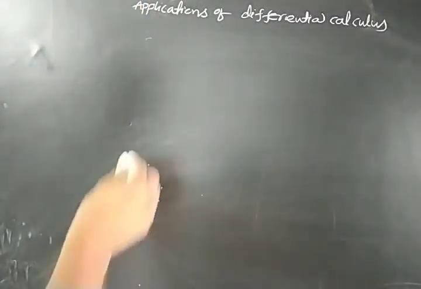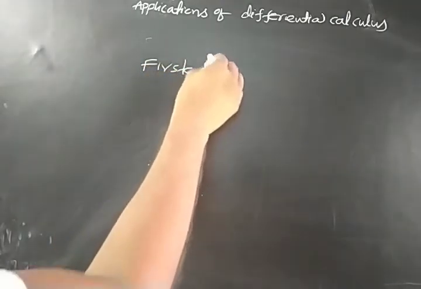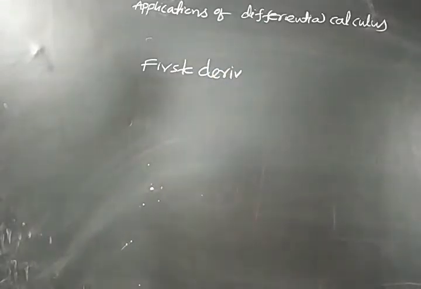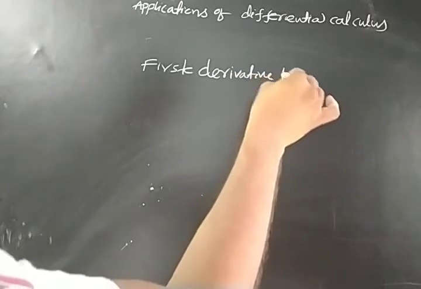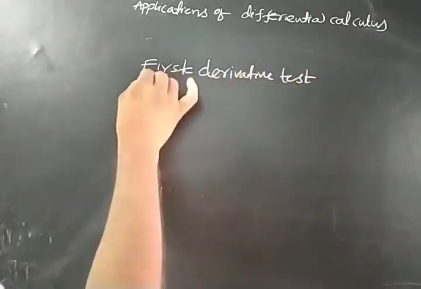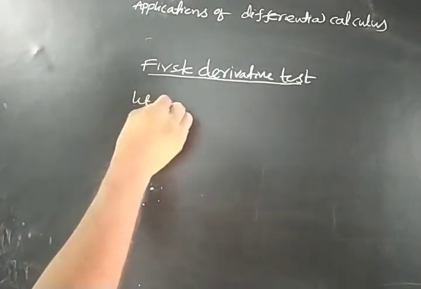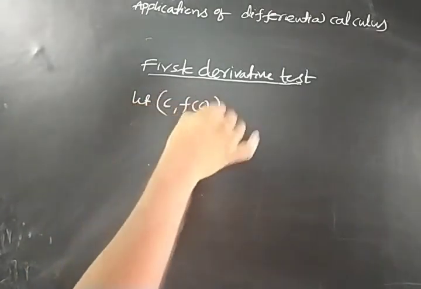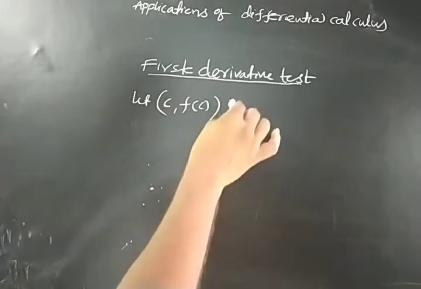Now see, it is called the first derivative test. Using the first derivative test, we can find the local maxima and local minima. First derivative test: let (c, f(c)) be a point on the curve. Let (c, f(c)) be a critical point.